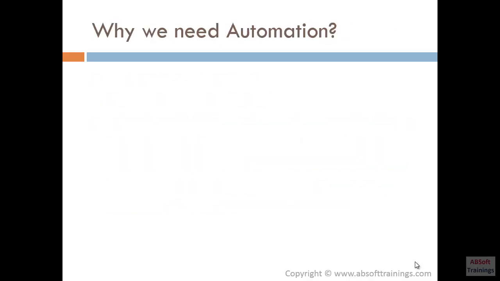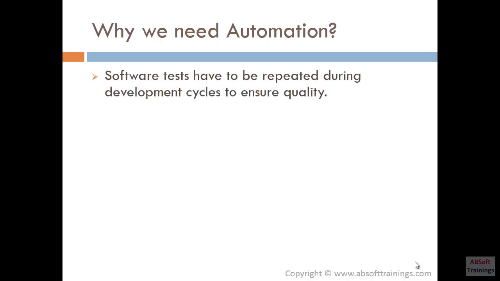So the first one: why do we need automation? In a company, normally you are going to have a QA team, and then we have manual testers. Then why do we need automation? Because every time there is a new build, you need to repeat the software test. Let's say there are some bug fixes or new features, so you need to repeat the software test to ensure quality, to make sure that the bug fixes and the new features are working. You need to test the software.